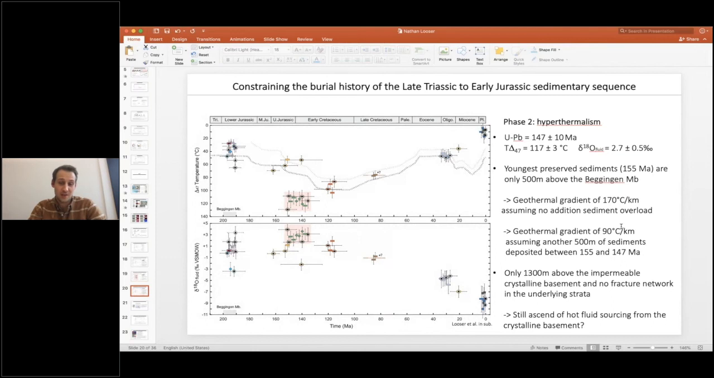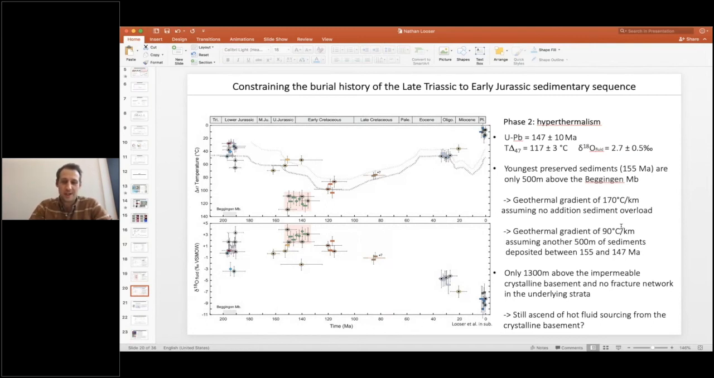Then the other idea is, okay, then it must be deep fluid convection. It's what you would expect, right? Temperatures that high must be the result of deep fluid convection. Then the problem is that we have only 1,300 meters towards the crystalline basement, which we regard as impermeable, and we don't see a fracture network in the sediments below the Opalinus member. So it cannot really be a channelized fluid, but I don't know, maybe it is diffusive.